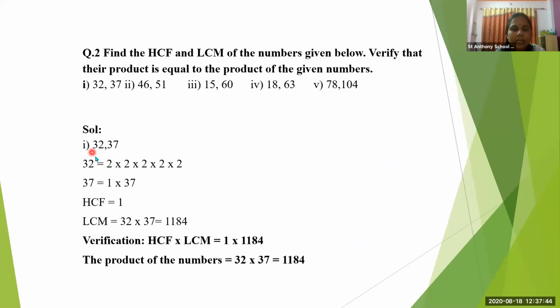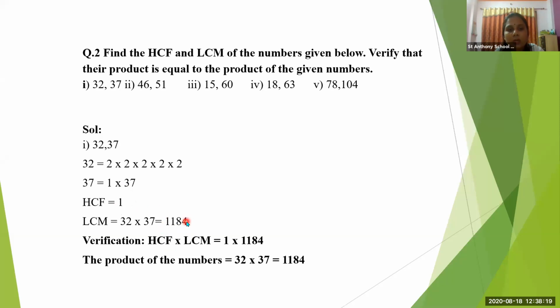See 32, the factors of 32 are 2 into 2 into 2 into 2 into 2. यहाँ तक समझा है? Then 37 के factors कितने हैं? 1 into 37. Now HCF, no common number is there. That's why HCF is 1. Right? Now LCM is equal to what? This 2 into 2 into 2 into 2 into 2 into 37, which is equal to 1184. So our HCF is 1 and our LCM is 1184.